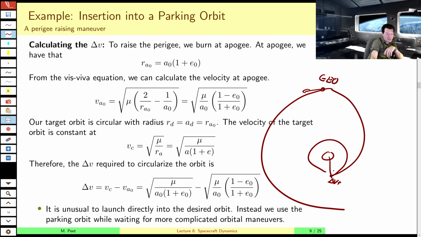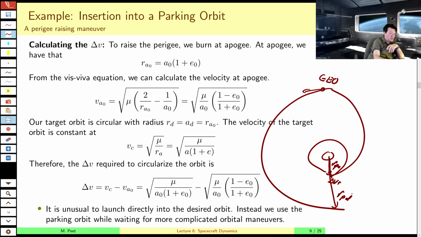So specifically, in this case, our periaps is initially the radius of the parking orbit, and we want it to be the radius of GEO. So RP naught, and this is RP desired. Okay. So how do we do this? The calculations are actually relatively easy using those equations we gave on the previous slide.